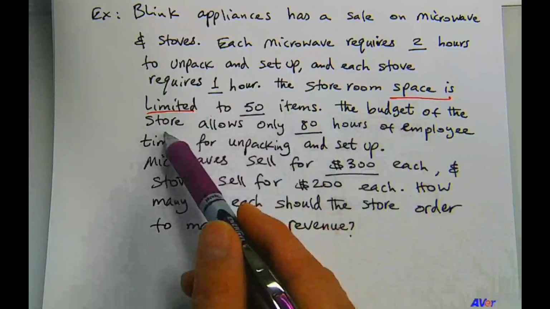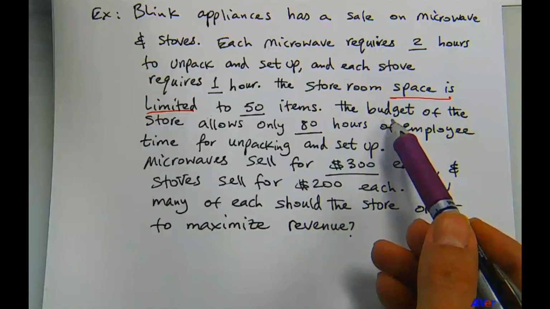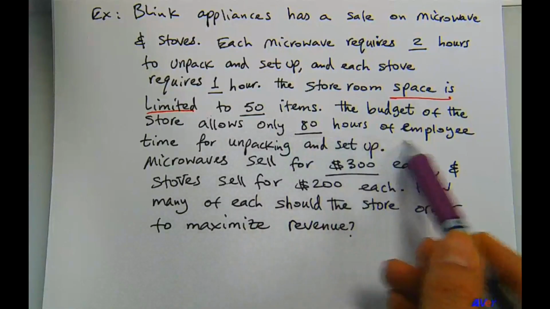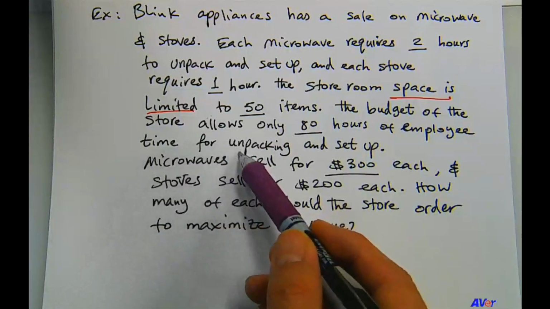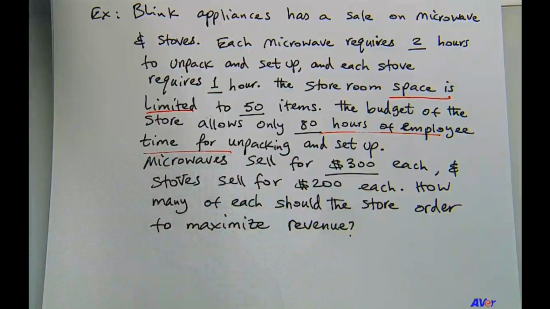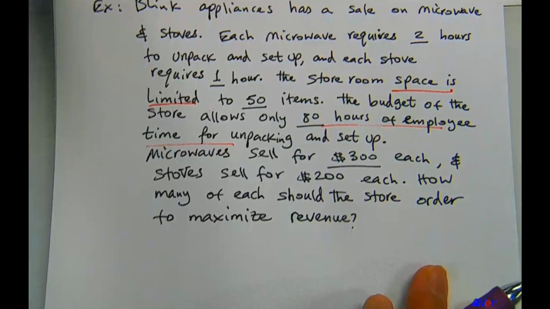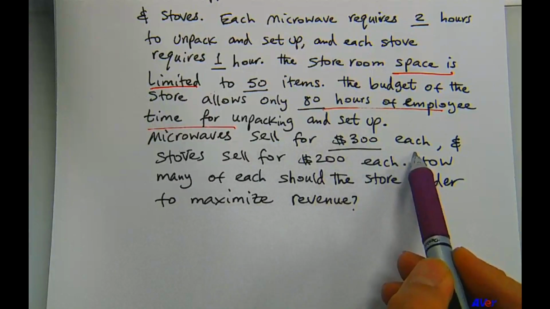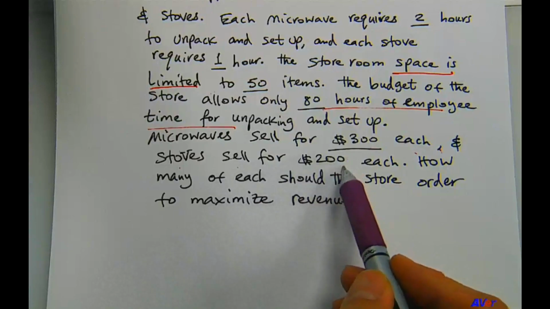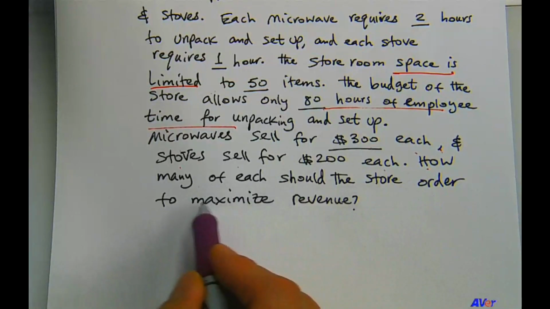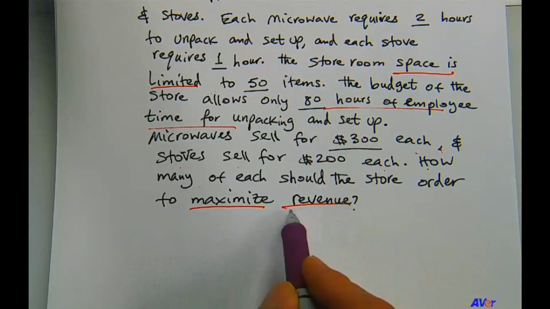The budget of the store, also another constraint, right? The budget of the store allows only for 80 hours of employee time for unpacking and setup. So we're just making a mental note about what kind of information we have. And then microwaves sell for $300 each and stoves sell for $200 each. How many of each should the store order to maximize revenue?